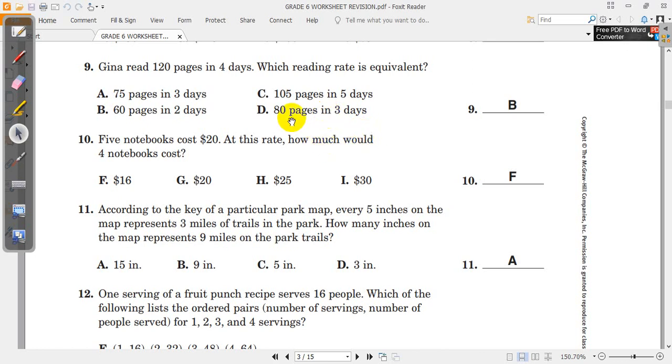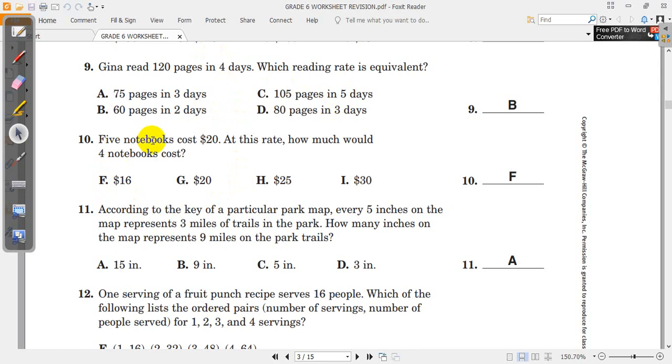Okay, what about B? 60 pages in 2 days. 60 over 2 will give you 30, so you will get the same equivalent ratio if you divide 120 by 4 and 60 over 2. 60 over 2 gives you 30, and also 120 over 4 gives you 30, so B is the right answer.